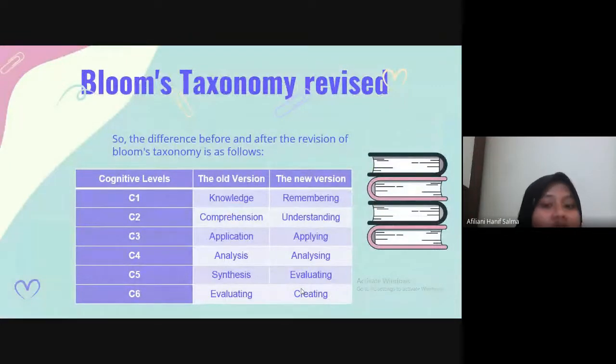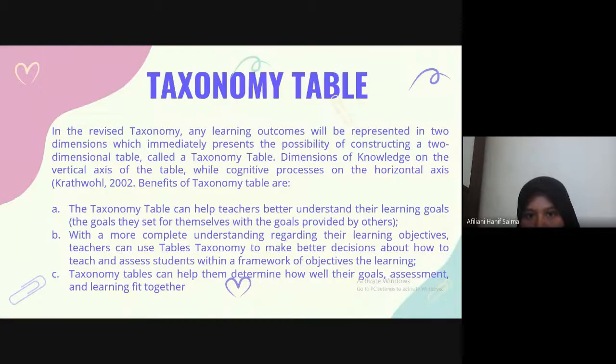So the difference before and after the revision of Bloom's taxonomy is as follows in this table. C1 in the new version is remembering, C2 is understanding, C3 is applying, C4 is analyzing, C5 is evaluating, and the last, C6, is creating.